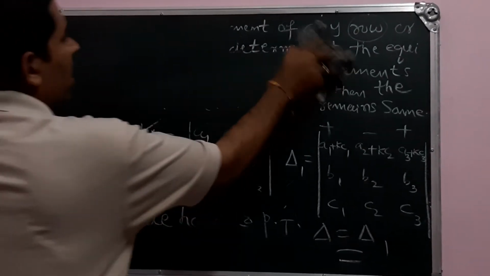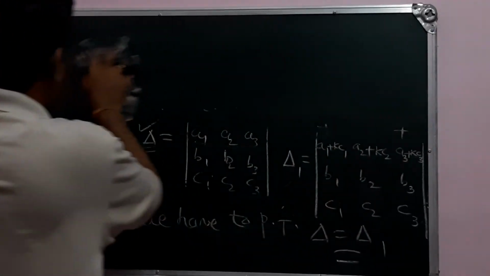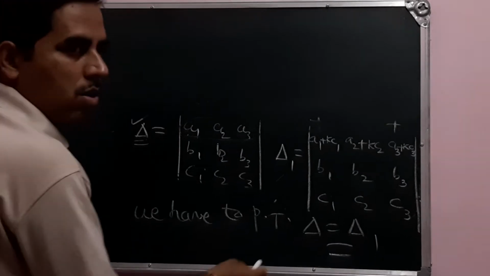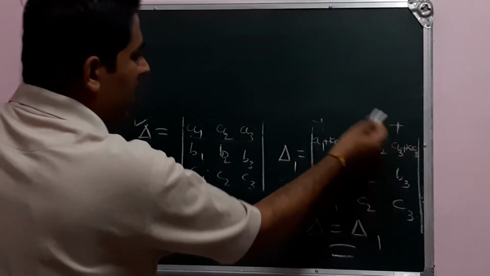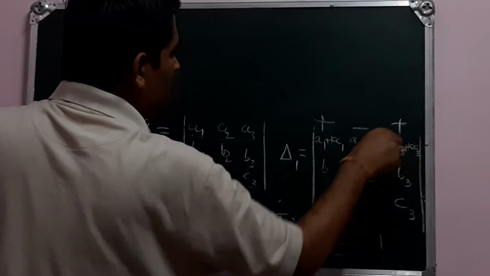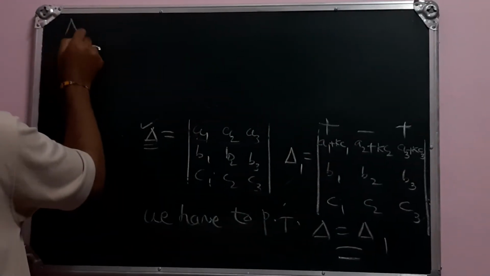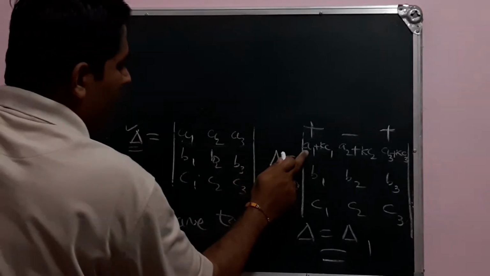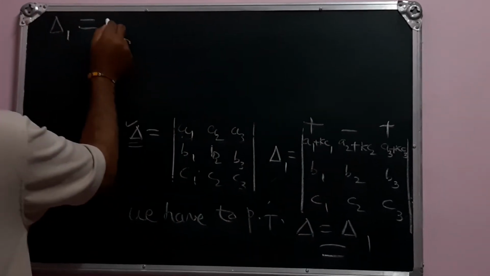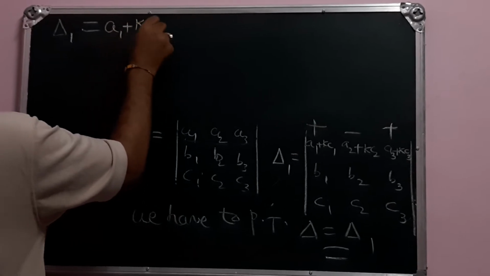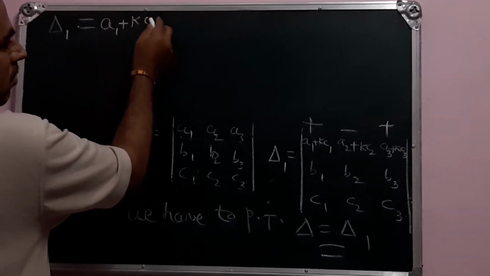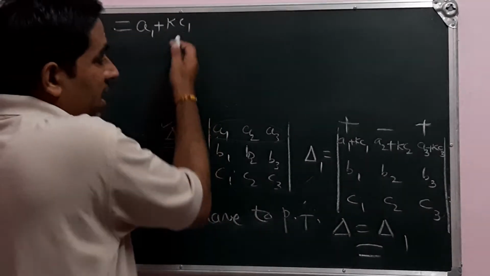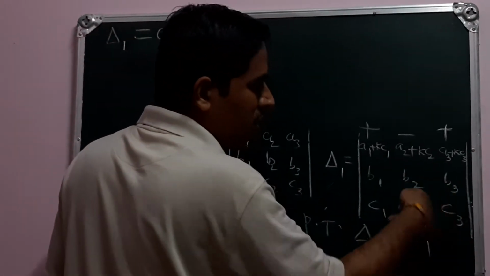So I will write the steps here. Delta is equal to delta 1. So let us expand this determinant, plus minus plus. Okay, delta 1. Let's see what will be the list. I am going to expand along the first row: A1 plus KC1. So you leave this column and this row, then we can write the elements also.